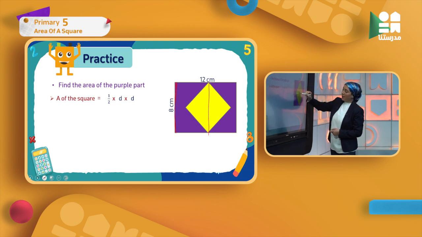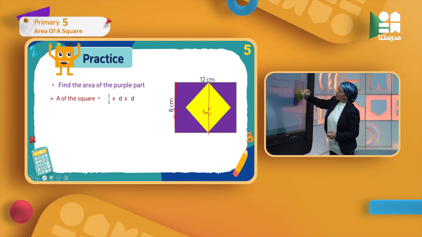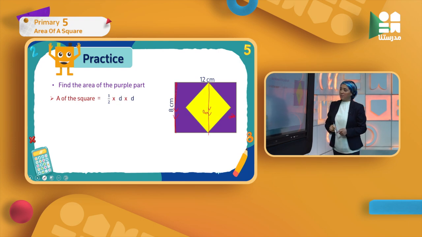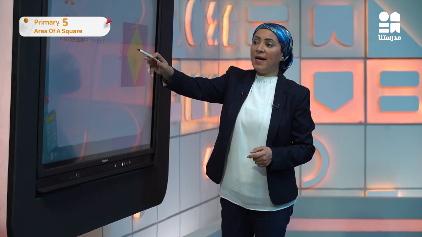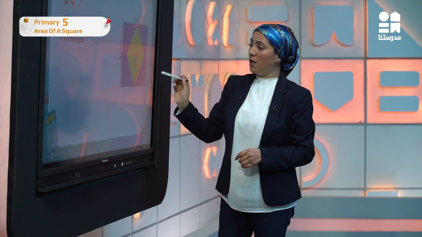If we look at it, we find that it is parallel to this side of the rectangle, and this side I already have its length. It's parallel and equal to it. So it is 8 centimeters. So now I have one of the diagonals. Then I can use the rule of the diagonals. So it's half times 8 times 8.